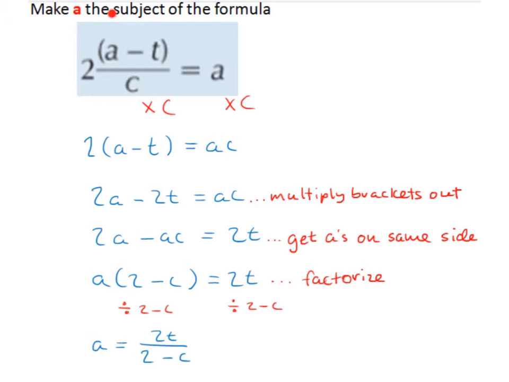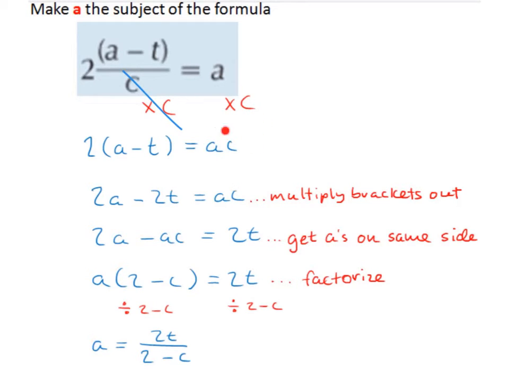Okay, so now we want to make a the subject of the formula. So we have 2 multiplied by a minus t divided by c is equal to a. So the first thing I'm going to do is multiply by c so that I can get rid of this c as a denominator here so that I don't have a fraction. So if I multiply by c, they'll cancel out. But if I multiply by c on the left, I must multiply by c on the right.